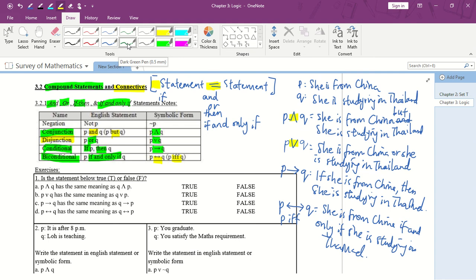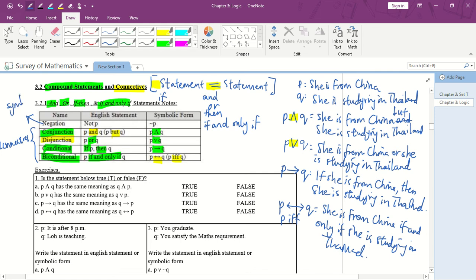And remember, those are the connectives. However, the first one, negation, is not a connective. It cannot make a compound statement, but I just leave it here for your reference, as it is one of the symbols you can also use in the questions or in the answers.